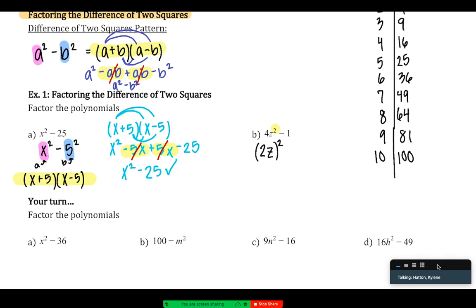Because that goes back to the properties that we were learning at the very beginning of class. It was chapter 6 when we learned about exponents, where when you have a product inside the parentheses, both factors of the product get that exponent. So you don't have to write this next part, but (2z) squared would be 2 squared times z squared, which turns into 4z squared.